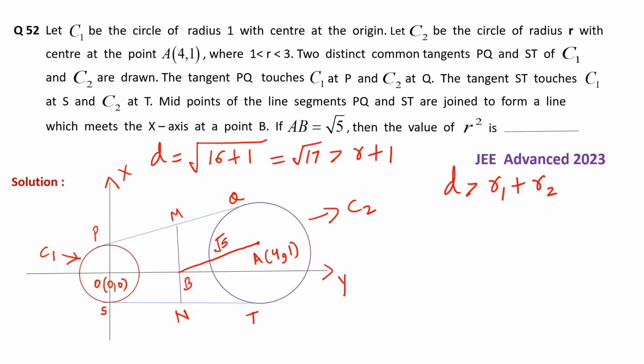Now in this question, it is not mentioned whether PQ and ST are direct common tangents or transverse common tangents. So just for the sake of convenience, I have taken PQ and ST to be both direct common tangents. You can take one of them to be direct and another to be transverse common tangent. It does not matter here.